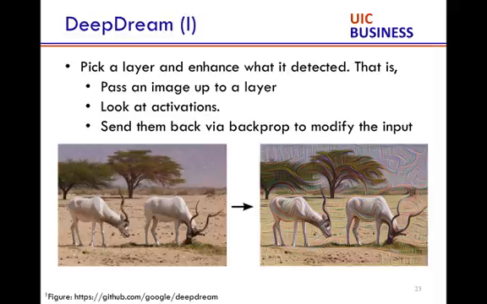Now you send them back via backpropagation. What do I mean by that? You assume that the activation values are the gradient values which need to be backpropagated. Okay.